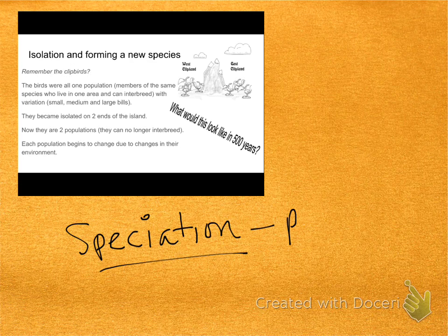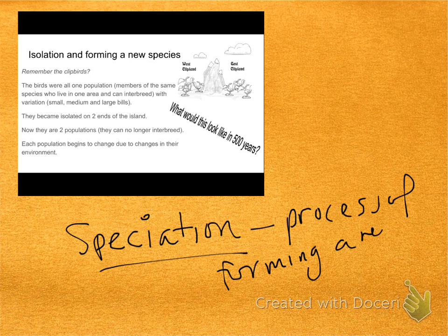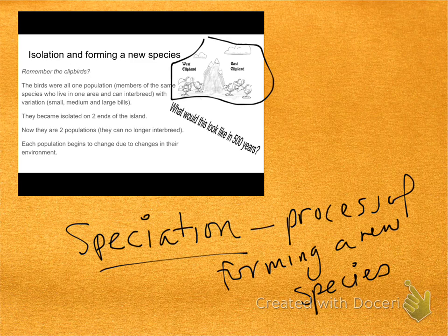So speciation is the process of forming a new species. And that's usually started off by some kind of isolation. So in the case of the clipbirds, we had that island that got divided in half. They had been one population. Suddenly they're two different populations. And that's where you start to see things really diverge. To diverge means to split apart.